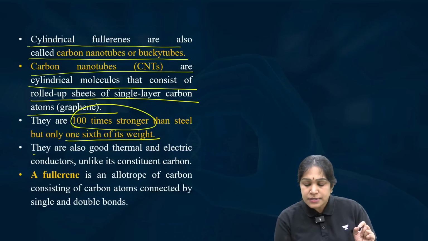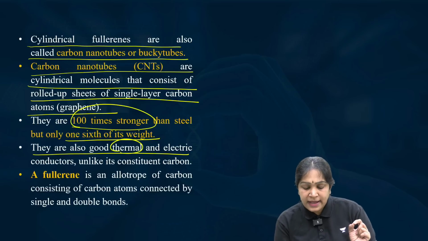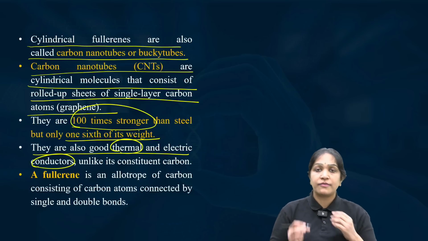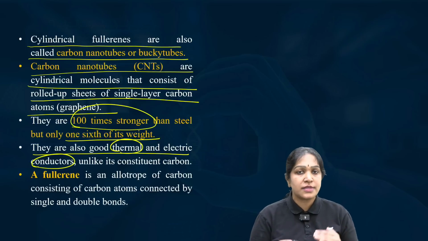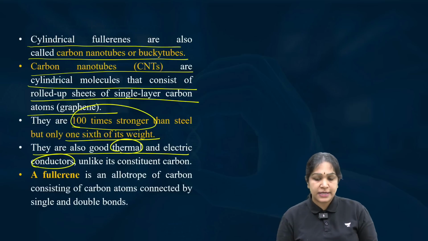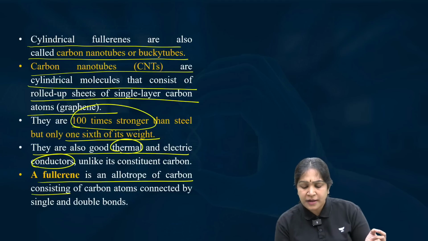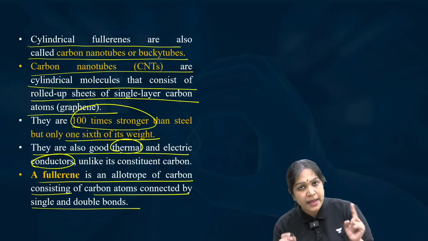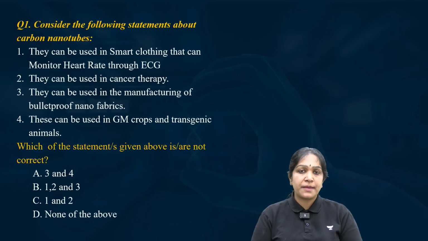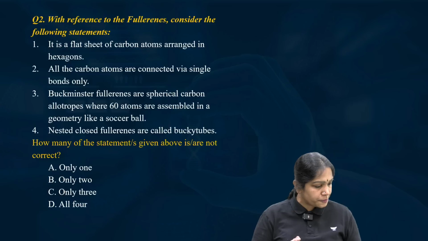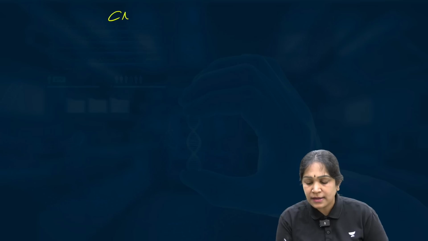Okay, they also have good thermal and electrical conductivity. They are very good conductors of heat and also conductors of electricity. Okay, and as we already understood, fullerene is an allotrope of carbon consisting of carbon atoms connected by both single and double bonds. Okay, so like this we have seen the carbon allotropes. Now let us see a few applications of carbon nanotubes.